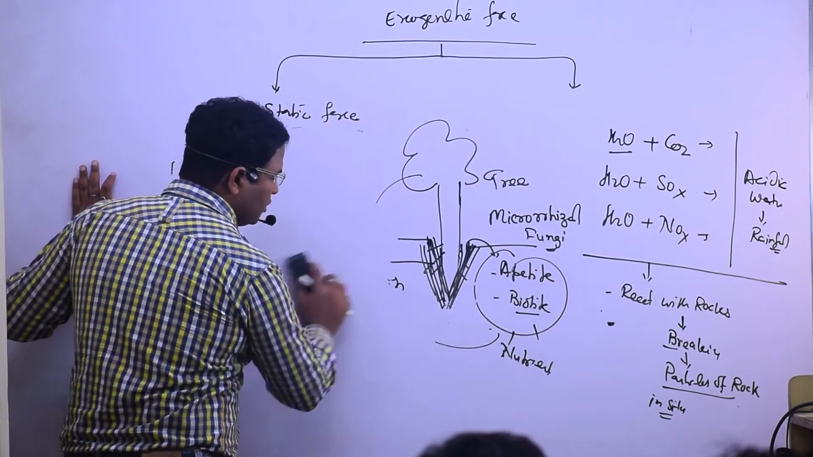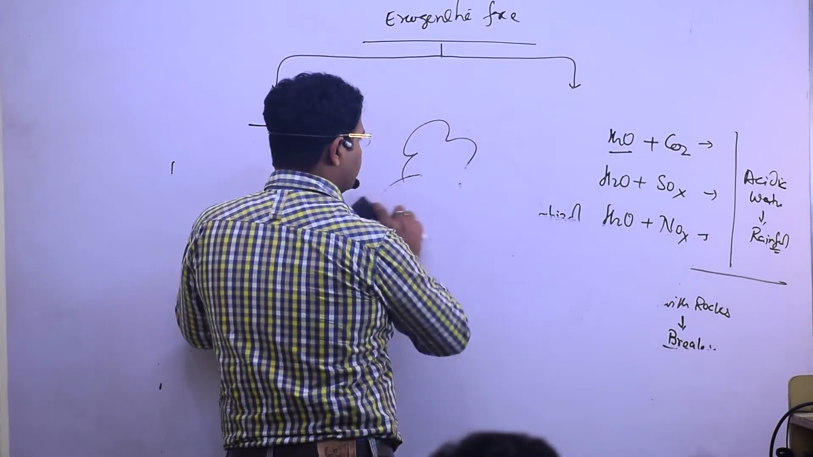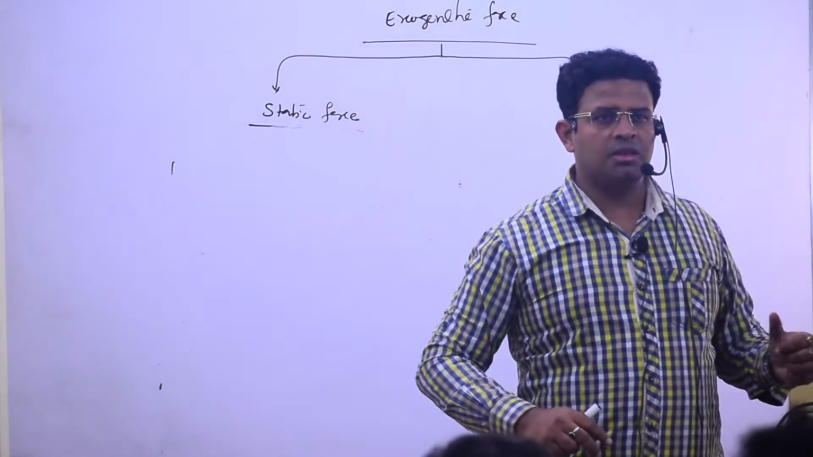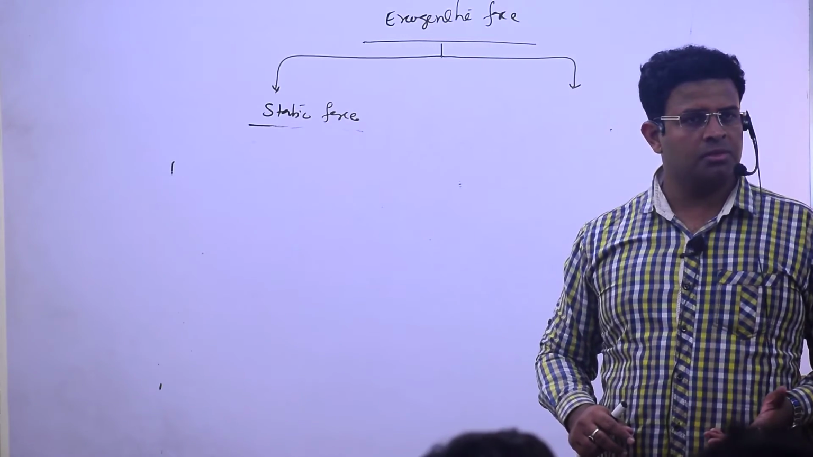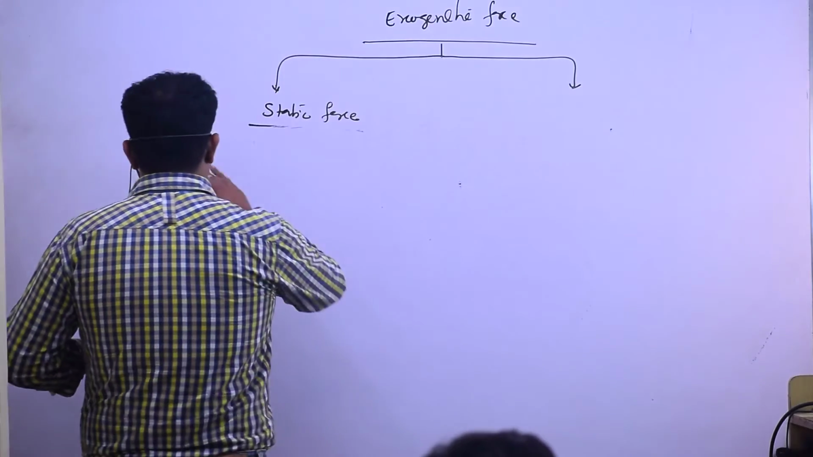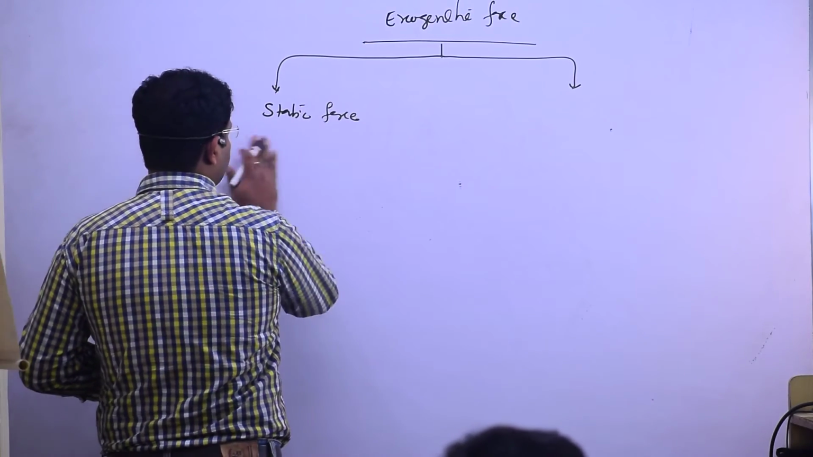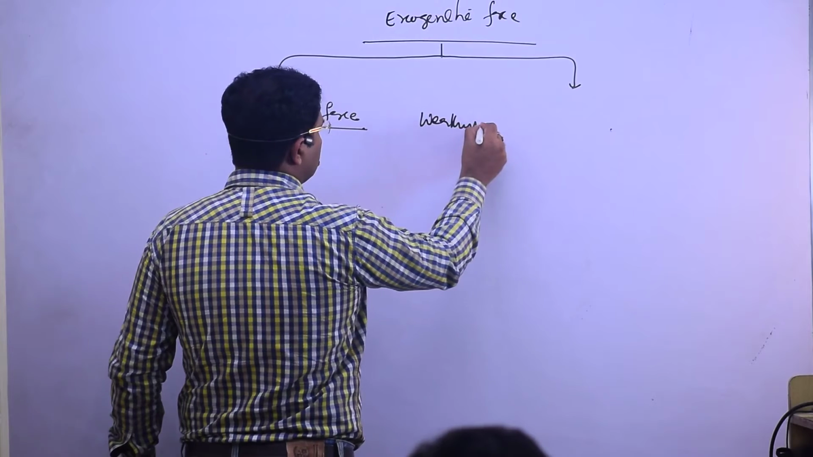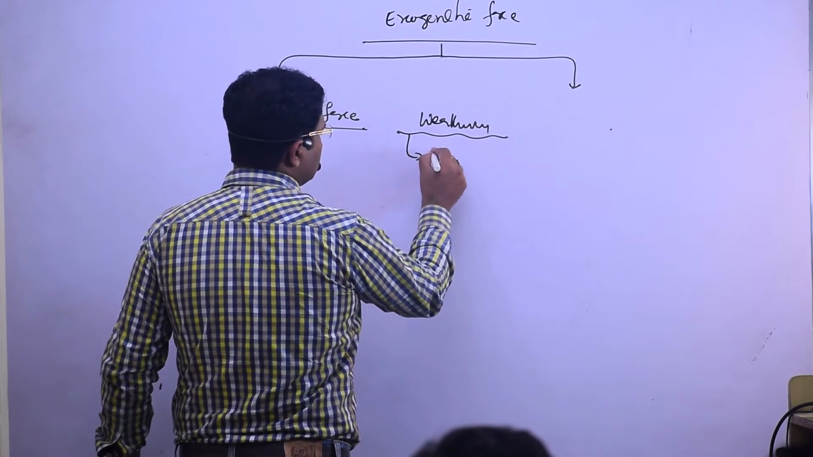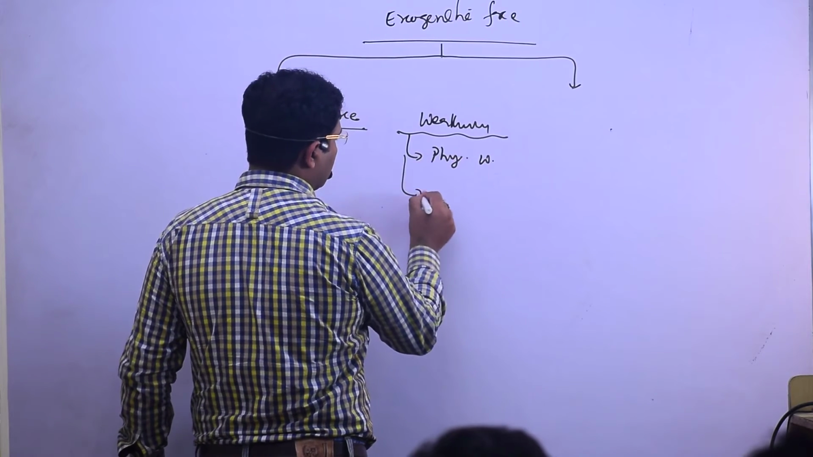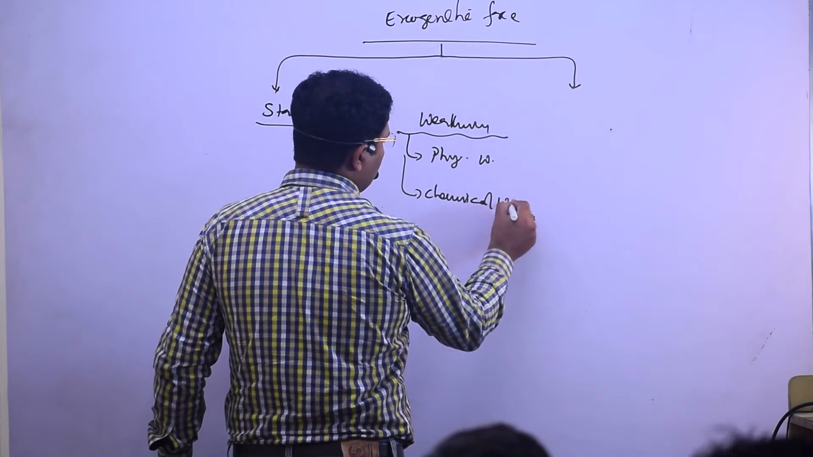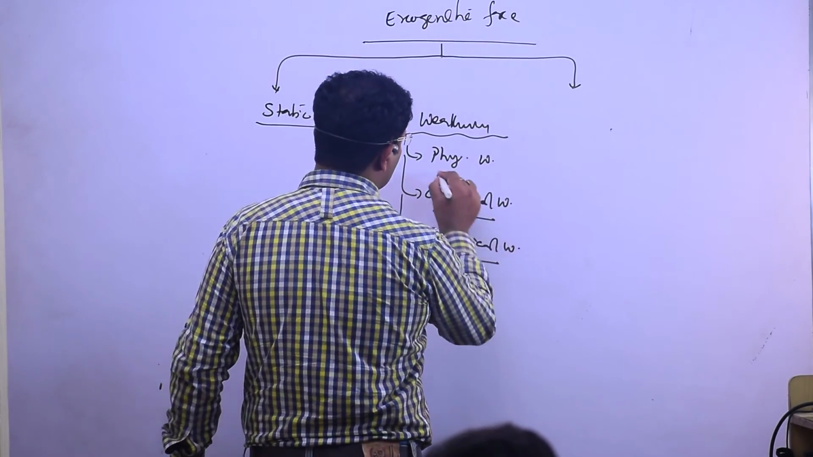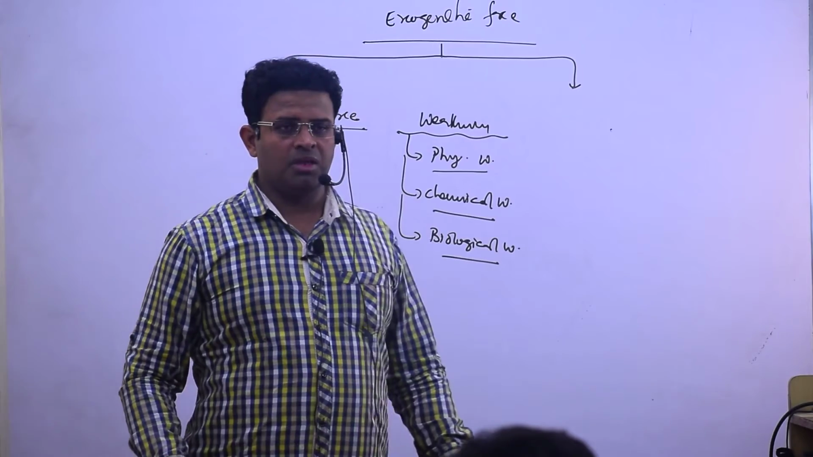Physical weathering involves pressure, temperature, all this, and chemical weathering involves what? Reaction, chemical reaction, and sometimes biochemical reaction. Yes or no? So weathering is of three types. First, physical weathering, second, chemical weathering, third, biological weathering. And this question can be asked separately in your mains also.